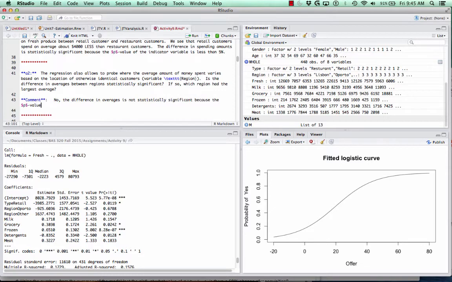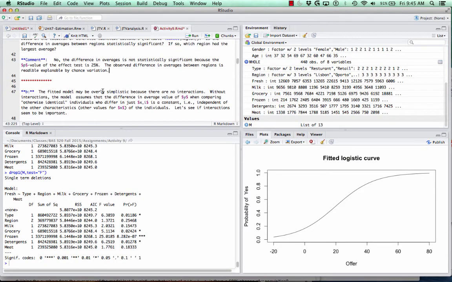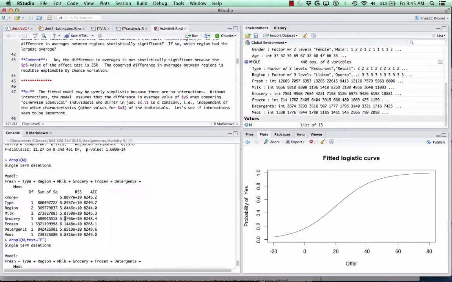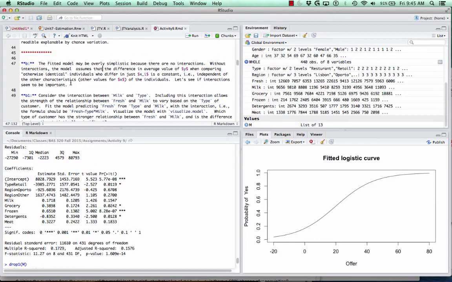because the p-value of the effect test is bigger than 5%. In this case, it's 25%. So the observed difference in averages between regions is readily explainable by chance variation. All right, so when we compare otherwise identical customers, it doesn't look like it matters which region that customer lives in. All right, question B asks us to extend the model.